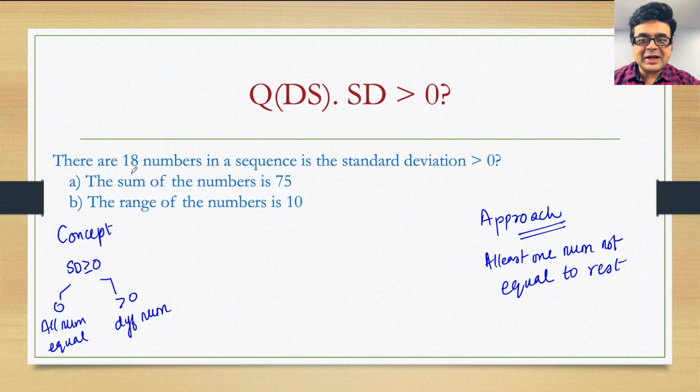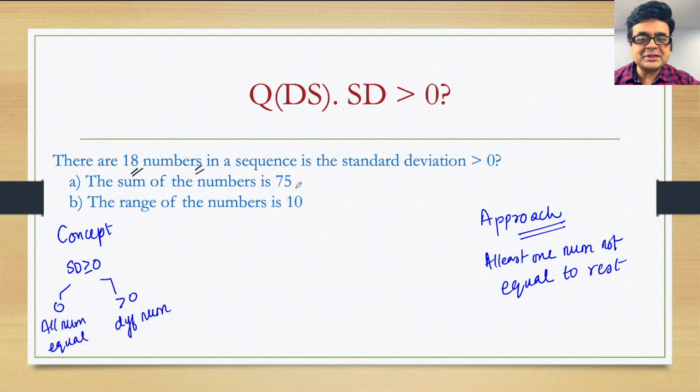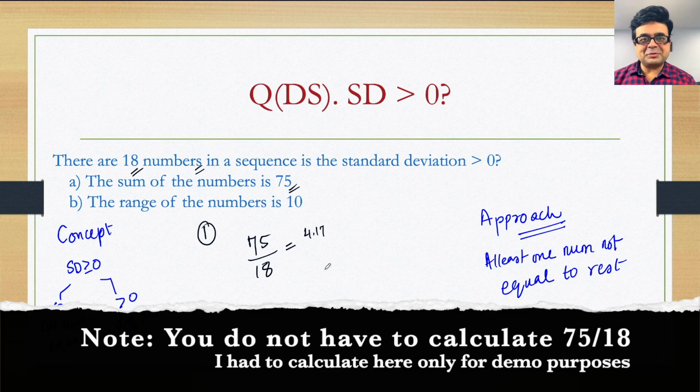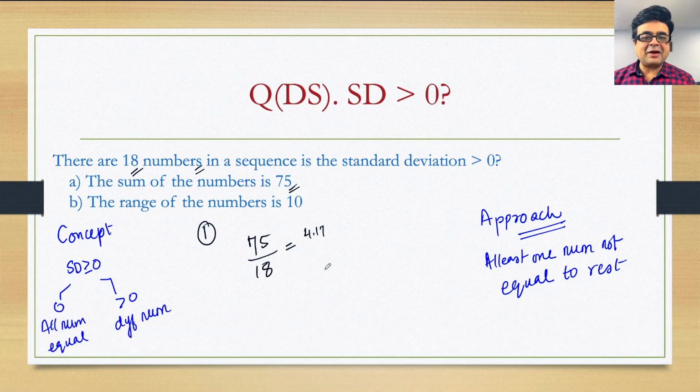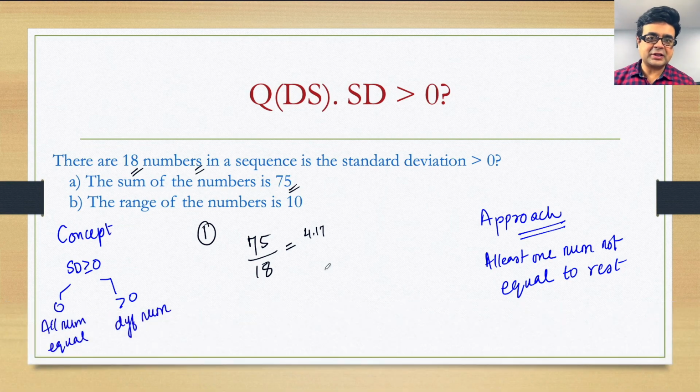Okay, so let's solve this question now. We are given that there are 18 numbers in the series. These are numbers, so we are not given whether the numbers are integers or non-integers, so they could be decimals or fractions or anything. And we are asked if the standard deviation is greater than 0. Since the sum of the numbers is 75, each number could be 75 divided by 18. So basically one possibility is all 18 numbers are 4.17, which results in the average to be 75 divided by 18, and hence the standard deviation equal to 0. That answers the question as no, standard deviation is 0, it is not greater than 0.